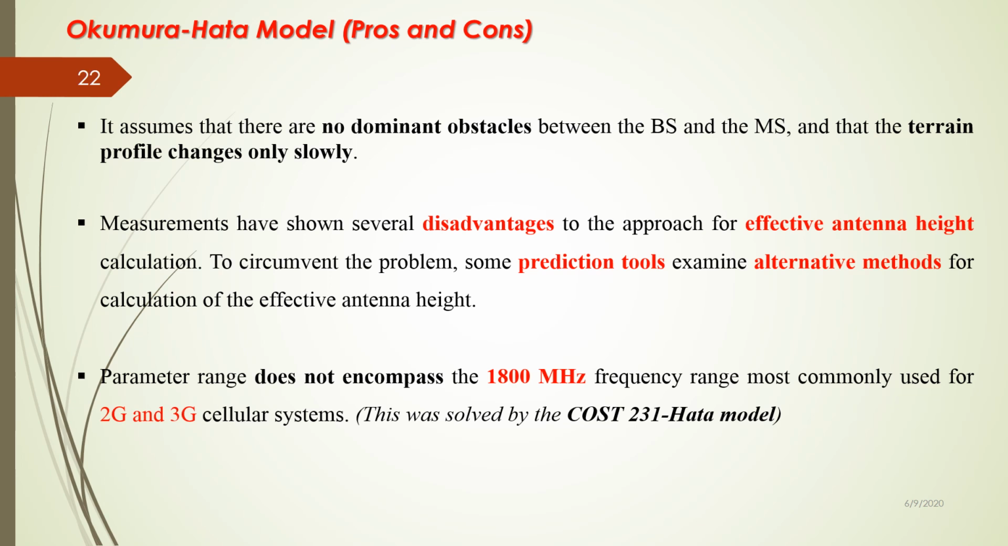So these are the pros and cons of the Okumura-Hata model. In this model, it is assumed that there is no dominant obstacle between the base station and the mobile station, and that the terrain profile changes only slowly. Measurements have shown several disadvantages to the approach for the effective antenna height calculation. To circumvent the problem, some prediction tools examine alternative methods for the calculation of effective antenna height. And the parameter range does not encompass the 1800 megahertz frequency range, most commonly used for 2 to 3G cellular systems.